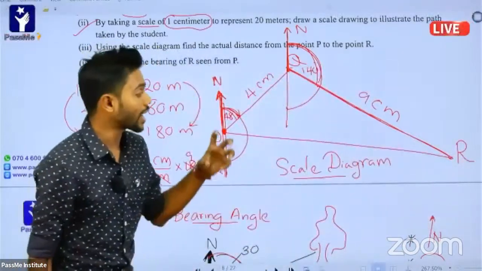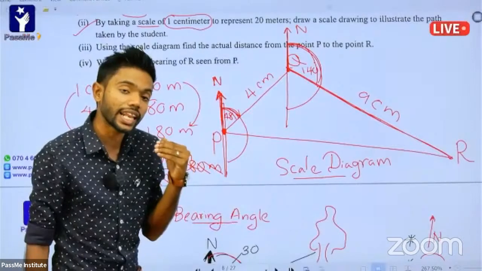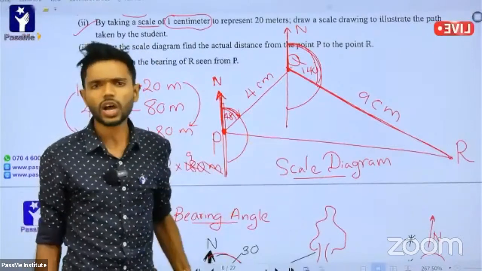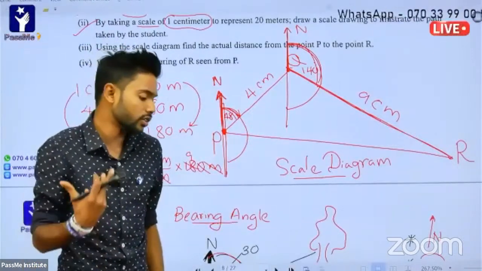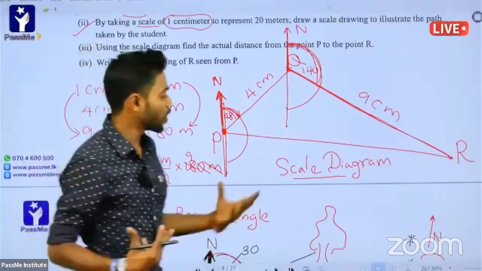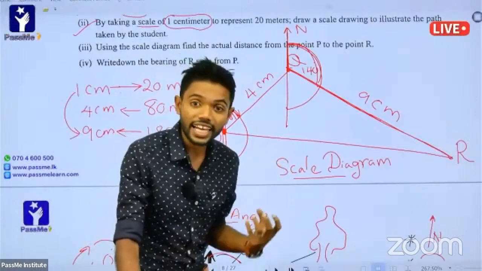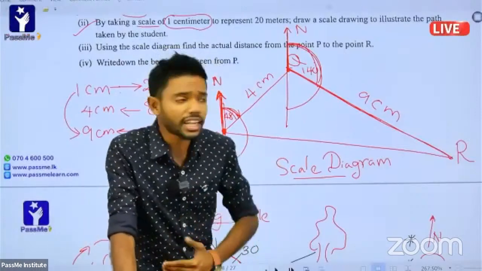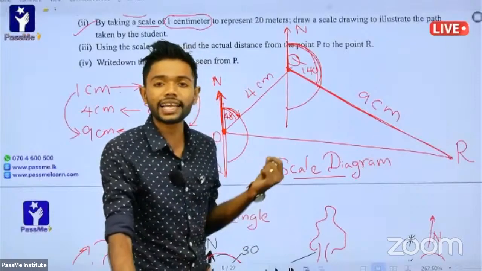So you need to find the actual length between P and R. So how can you convert? How can you find the actual length between P and R? Since we already drew a scale diagram, it doesn't mean that every data should be highlighted here.